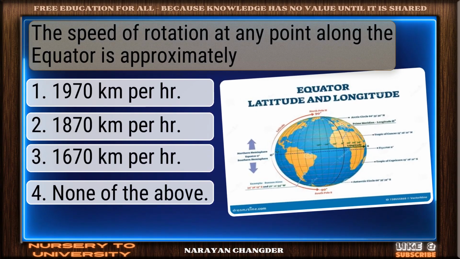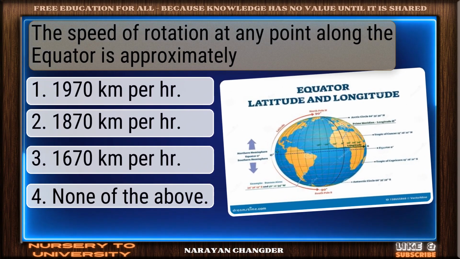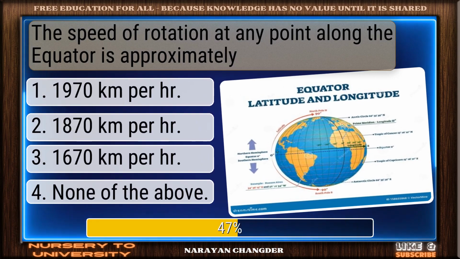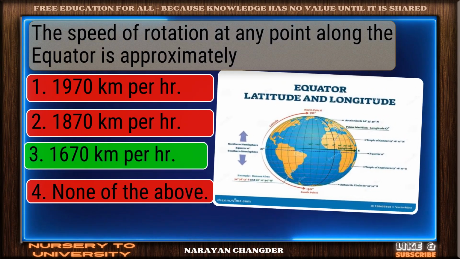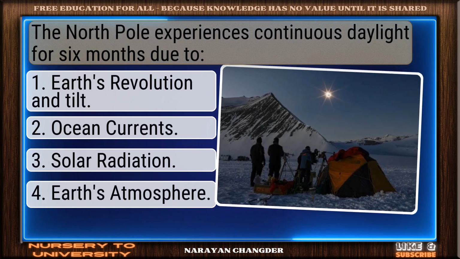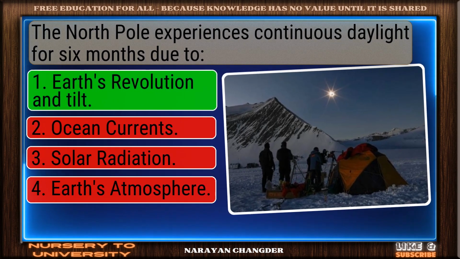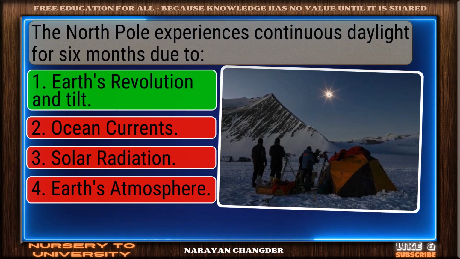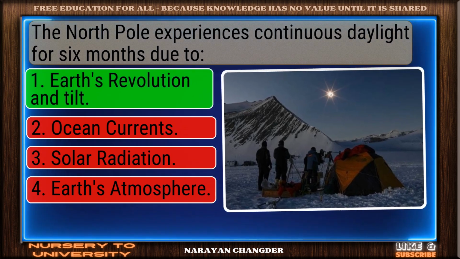The speed of rotation at any point along the equator is approximately? Great job. 1670 km/h is the accurate answer. The North Pole experiences continuous daylight for 6 months due to? Nice selection. Earth's revolution and tilt is the correct and valid answer.